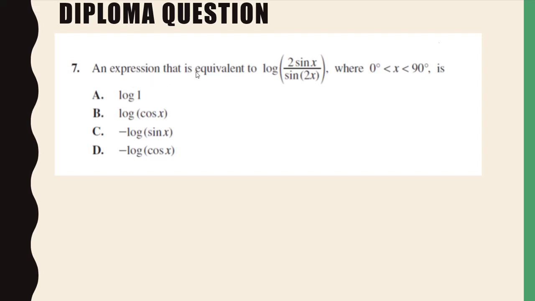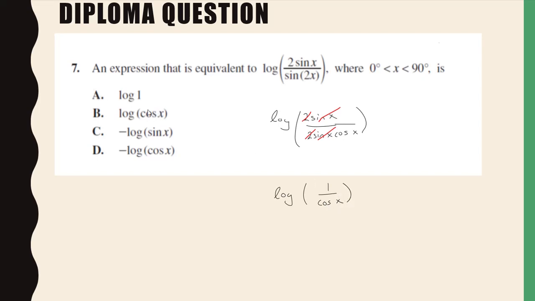Okay, the next question. An expression that is equivalent to log of 2 sine x over sine 2x, where x is between 0 and 90 degrees, is. Now this is a double angle identity, so right away you're going to want to go into your formula sheet and change that. So we get 2 sine x over, and substitute 2 sine x cos x. Now if we look at what our possible answers are, we're either left with cosine x or sine x in here. And it looks like we can cancel a sine x, and also a 2 and a 2. So we're left with log of 1 over cosine x.